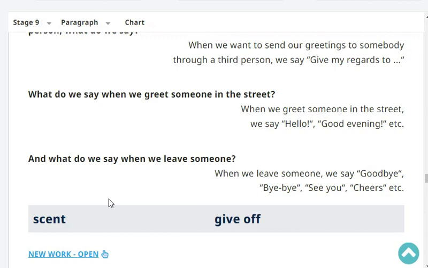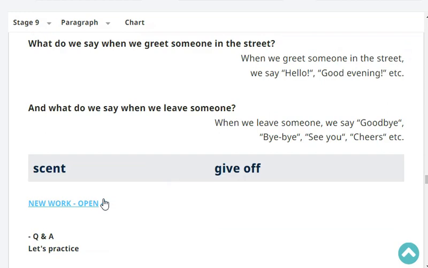When we greet someone in the street, we say hello, good evening, etc. And what do we say when we leave someone?